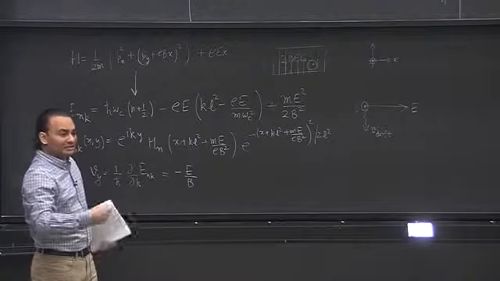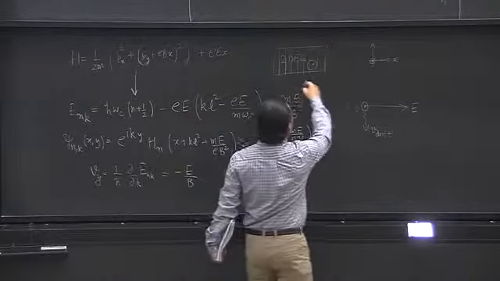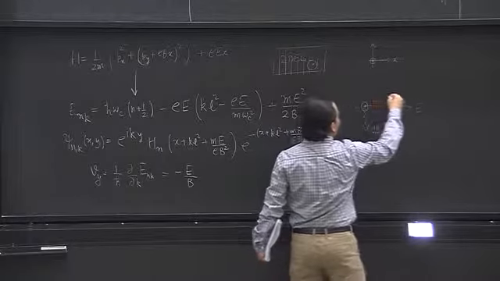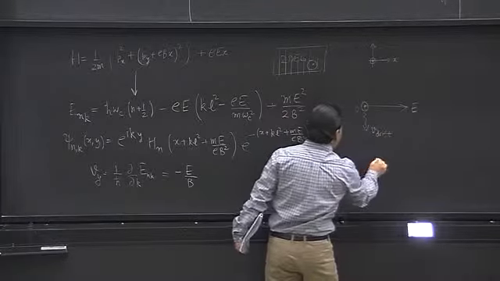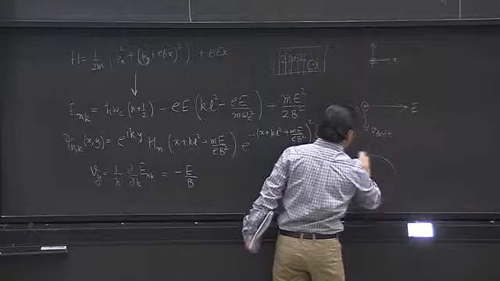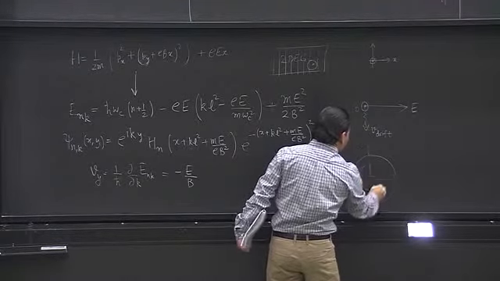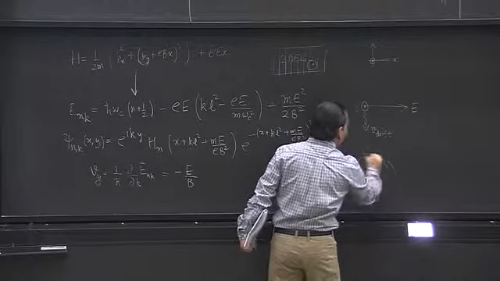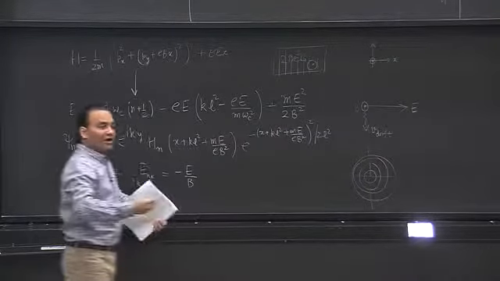What you will find in symmetric gauge is this will turn into concentric circles. So again, it will be Gaussian.